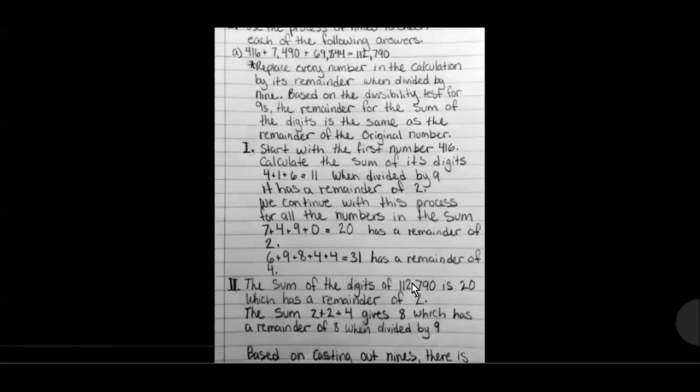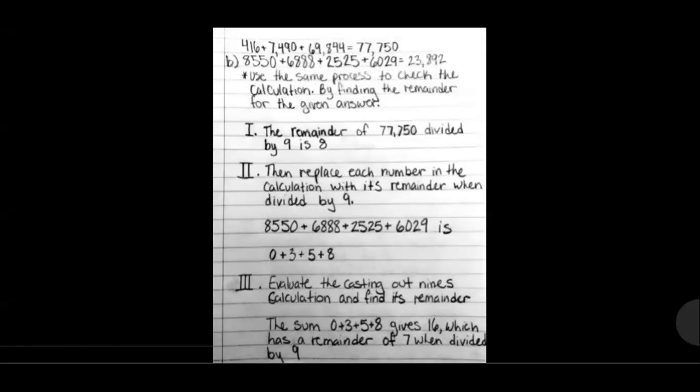So since the remainder of all these numbers together is 2, and then the sum gives 8, which has a remainder of 8, these two numbers are not the same, so therefore that makes it have an error in the calculation. The answer that we got was wrong. The whole point is that these did not have the same answer. So therefore that one's wrong.